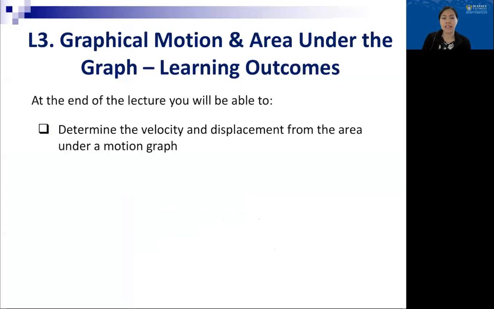So in this lesson, we will continue from where we left off. We will still look at the motion graph of an object, and from that graph, what kind of information we can get regarding the motion of an object. All right, so hopefully at the end of the lecture, you will be able to determine the velocity and displacement of an object using its motion graph.